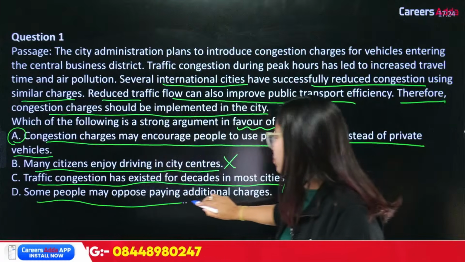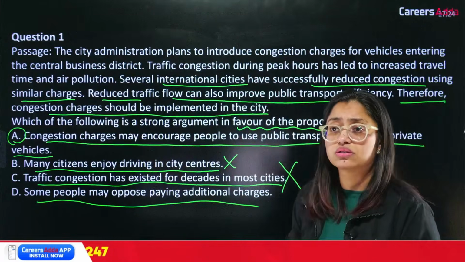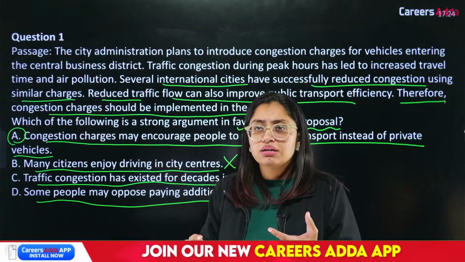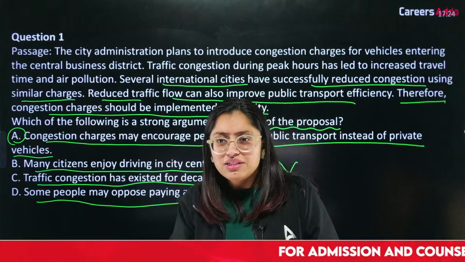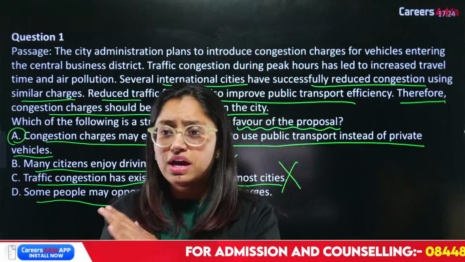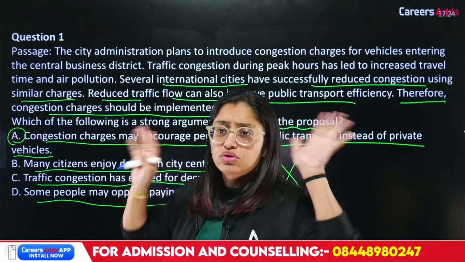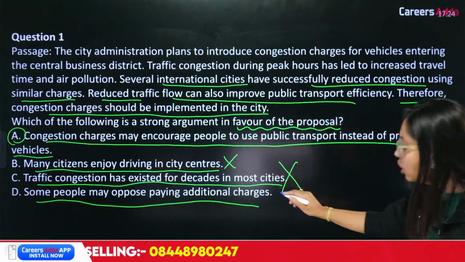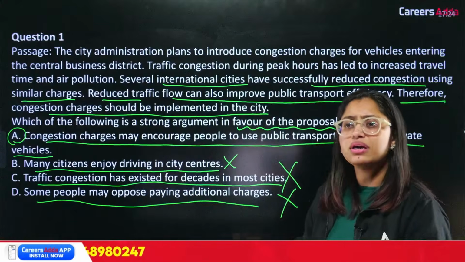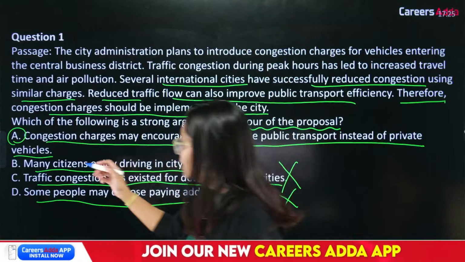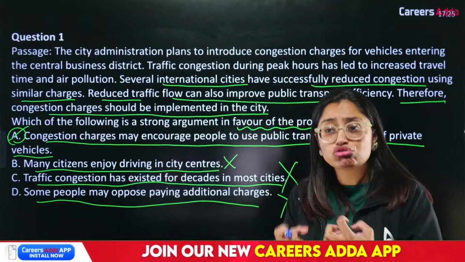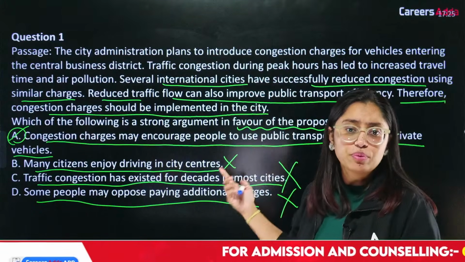Some people may oppose paying additional charges. Okay, so option D says that, but even if you apply the charges, some people are going to say, oh, I refuse, I'm going to oppose, I'm not going to pay extra charges. So is it going to be in the favor of argument? No. This is going against the argument. So clearly, my option A is a strong argument in the favor of proposal.